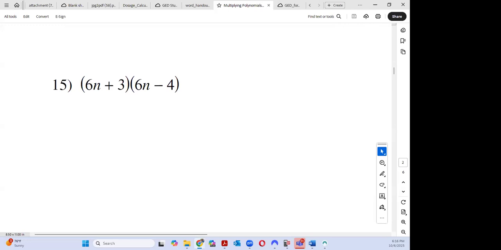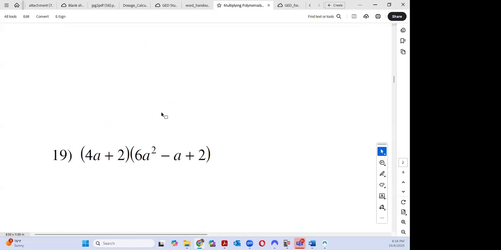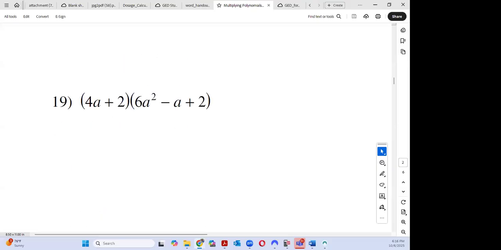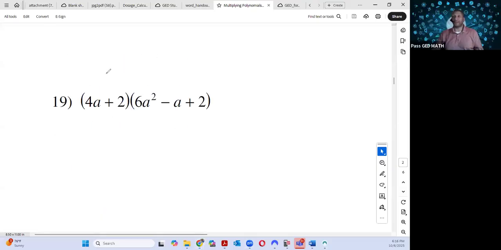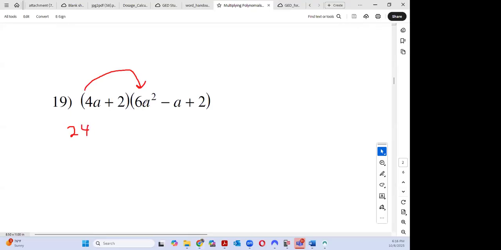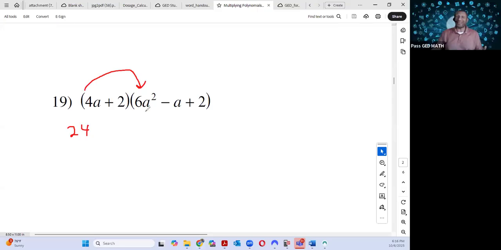All right. Can you do one with 3 terms? Like a 3-term? Yeah, real quick. Again, it's the same thing. Positive times positive, so I know my answer is positive. 6 times 4 is 24. A times a squared. Remember, my exponent rules tell me if I multiply, I'm adding the exponents. So that's a to the third.